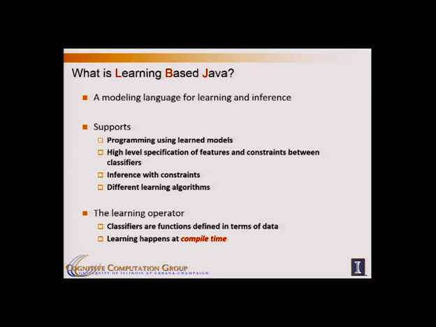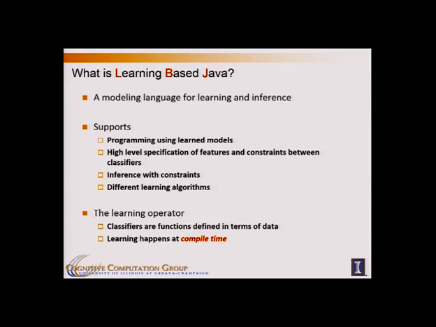So here, basically, Learning Based Java will help you to build a Java class such that you give it any object as input, and then it can return you the label. And it will learn this function mapping during compile time. So at compile time, you provide the Learning Based Java compiler a bunch of training data. Then the compiler will use this training data to compile and generate a classifier for you. So then you can use this classifier in your application.